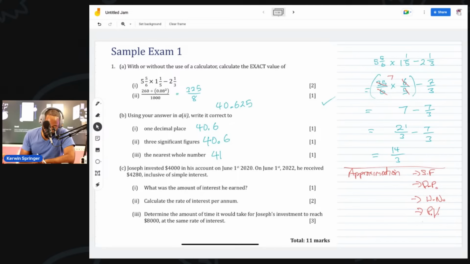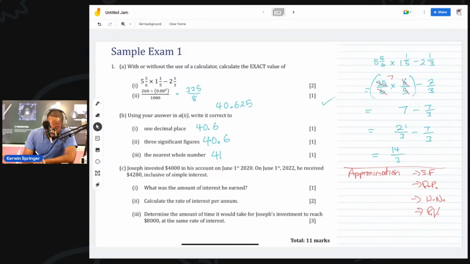Remember that. So now we're calculating the rate of interest per annum. The rate of interest per annum is kind of easy to see because it's $280. You divide it by 2 and then you put it as a percentage. But there's a formula that we have for that. Who knows the formula for rate?